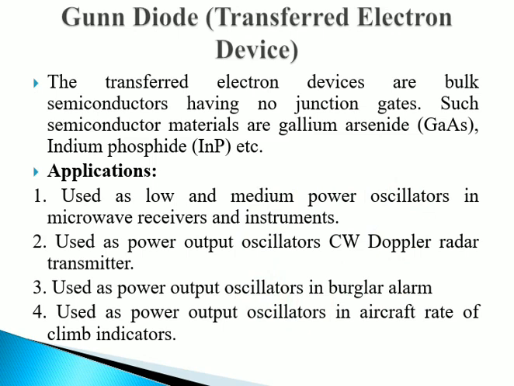Applications of the Gunn diode: they are used as low and medium power oscillators in microwave receivers and instruments. They are used as power output oscillators in CW Doppler radar transmitters. They are used as power oscillators in burglar alarms. They can also be used as output oscillators in aircraft rate of climb indicators.